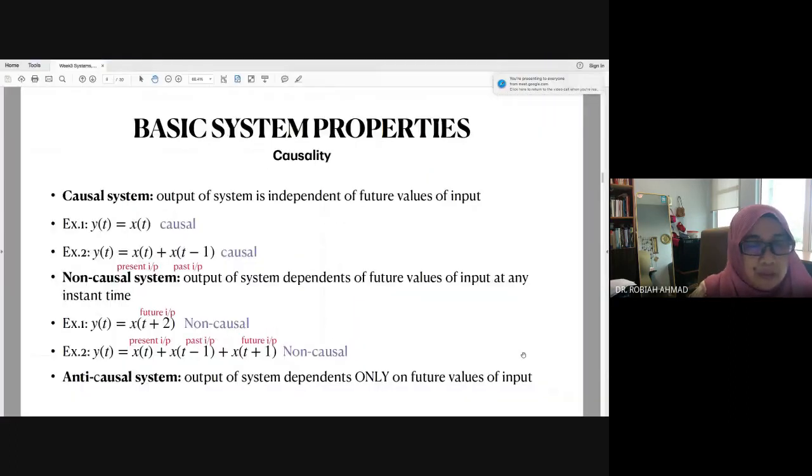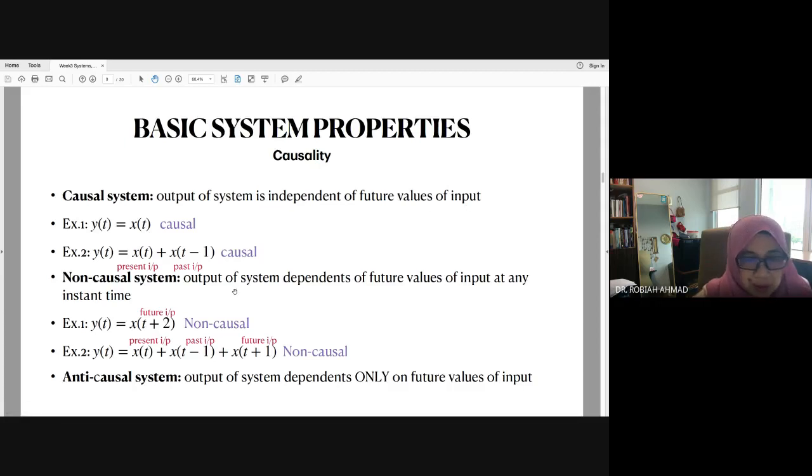Okay, we also learn about causality. A causal system's output is independent of future values of the input. We had more examples last time, for example yt equals xt, and another example, yt equals xt plus xt minus 1. These fall under the category of causal because the output of the system is independent of the future values.